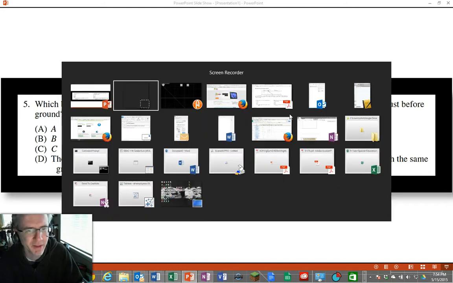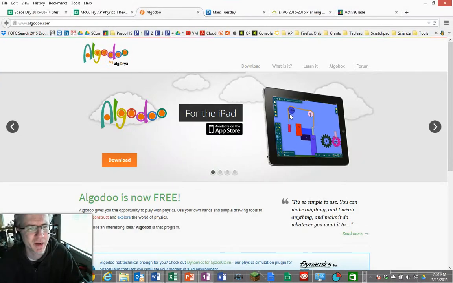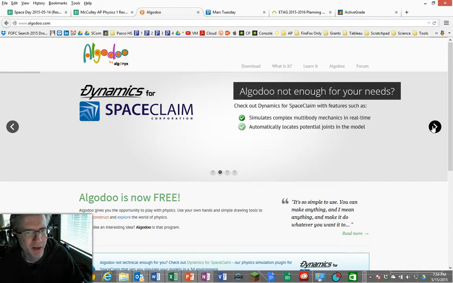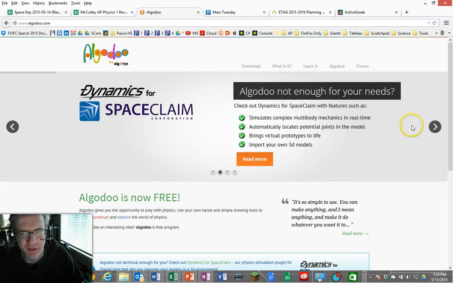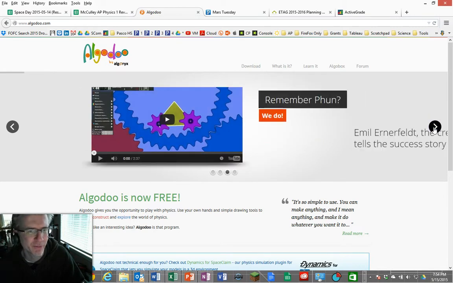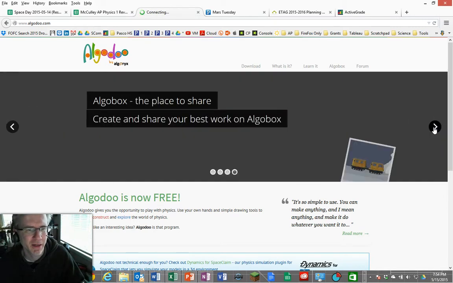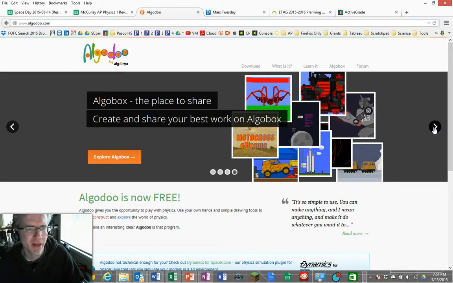So here's what happened. I was thinking about a way to try and simulate this or describe it to people, and I remembered that there's a program called Algodoo at www.algodoo.com. It is for the iPad and also for heavy-duty kind of engineers and for the PC as well, and they have a bunch of people that are sharing stuff out there, so you could take a look. So here is what it looks like for this problem.